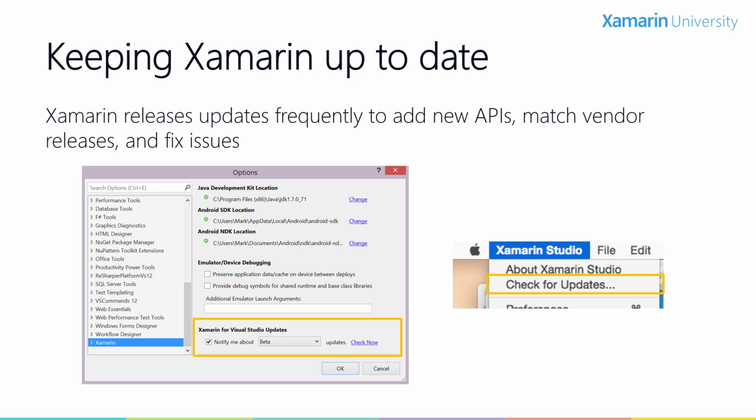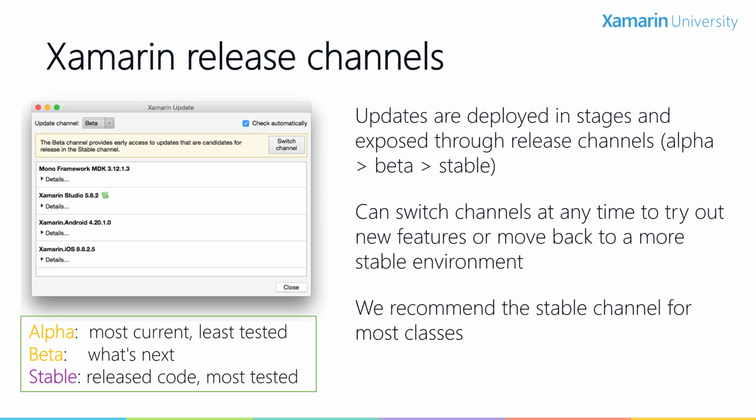And once everything is installed, you're going to want to check for updates. On Windows, you can use Visual Studio, and you just go to the Tools menu, and then Options, and then Xamarin, and then you just click the Check Now link under Updates. On the Mac, you can use the Xamarin menu, and then check for updates, and you get the same dialog here. No matter how you do that update, you're going to see a dialog similar to the one you see here.